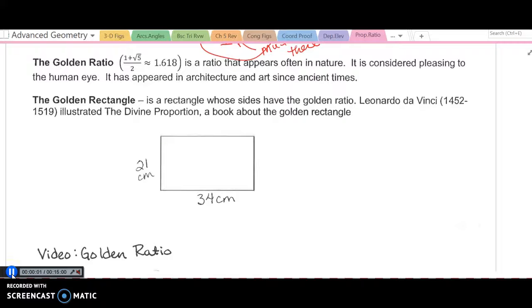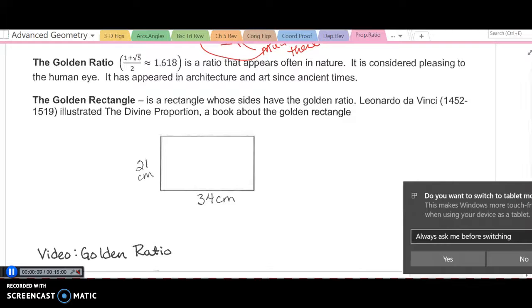Okay, so we're going to transition now to talking about a really famous ratio. We're going to talk about the golden ratio, which is approximately 1.618. Technically, it's 1 plus the square root of 5, over 2, but it's approximately 1.618.